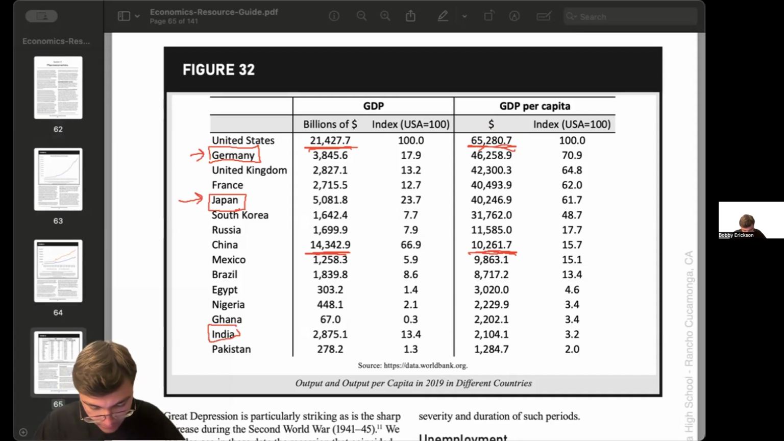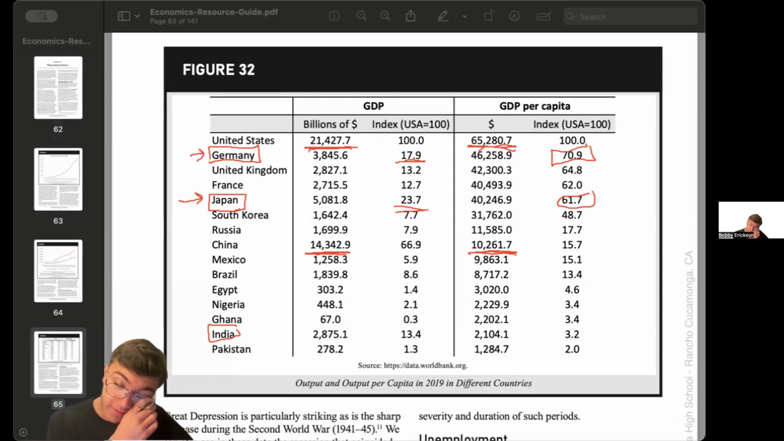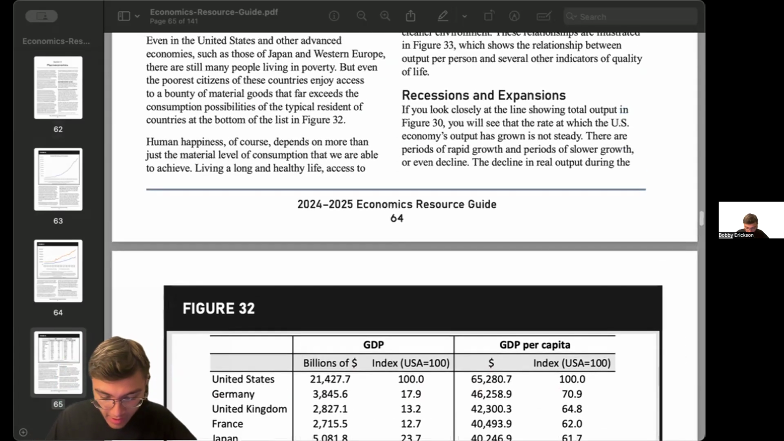So it seems as though Japan actually has quite a significant index here, while Germany actually has the higher per capita index. And so we can see there's 70%, 61%, and then for the total GDP, however, it's significantly lower. And that's because population is going to be lower than what is required at this stage for it to be higher.